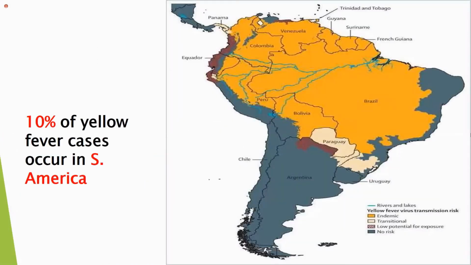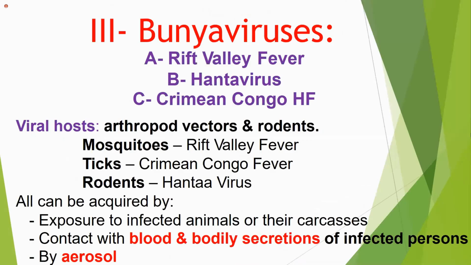There is also a map of South America, in which the countries in yellow are the endemic zone of yellow fever, like Brazil, Bolivia, Peru, Colombia, Venezuela. Then there are the Bunyaviruses. It includes Rift Valley fever virus, hantavirus, and Crimean-Congo hemorrhagic fever. The viral hosts include arthropod vectors and rodents. For Rift Valley fever virus, the vectors are mosquitoes, for Crimean-Congo fever the ticks, and for hantavirus the rodents.